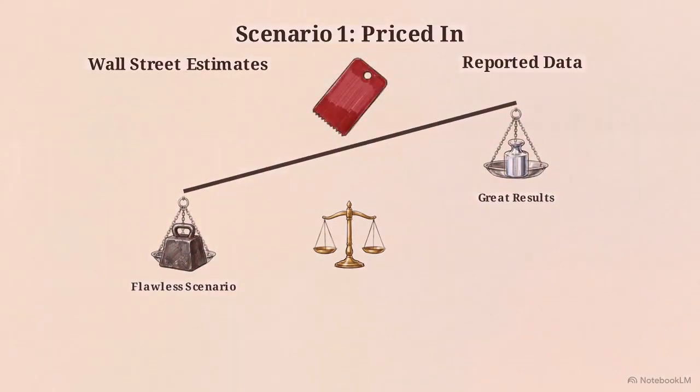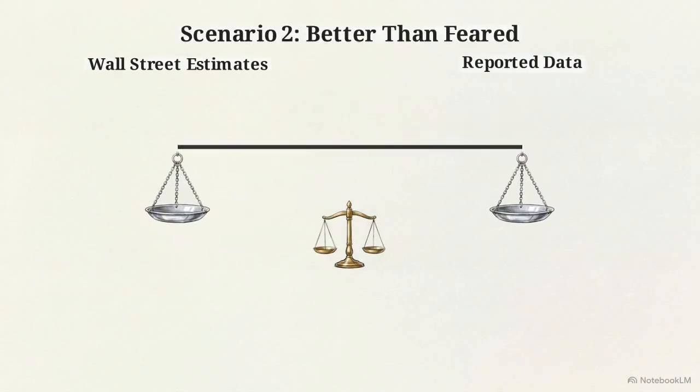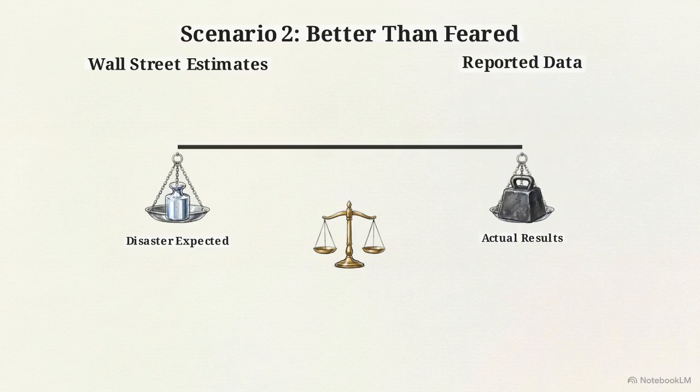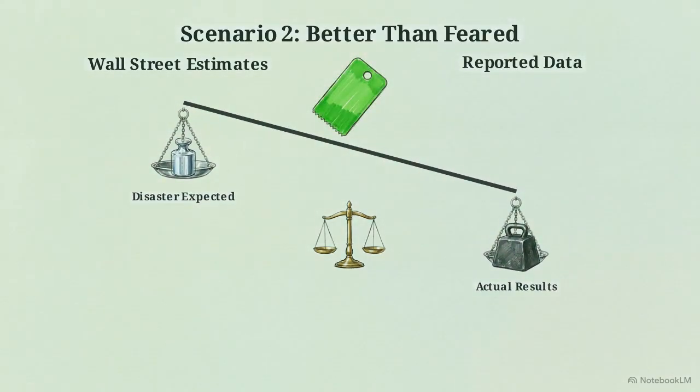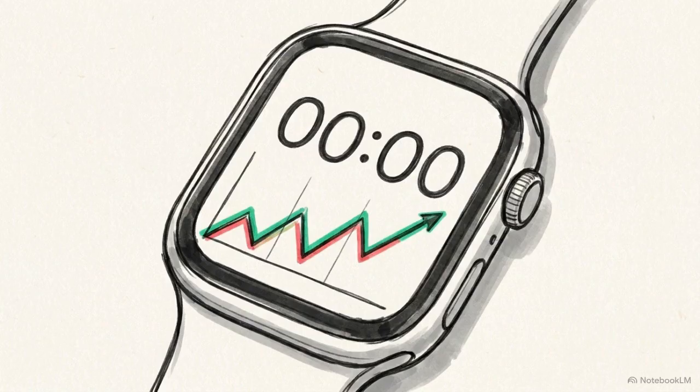The opposite happens when a struggling company reports poor numbers, but the stock rallies. The market had braced for a disaster. Because the reality was better than feared, the results outweigh the low expectations. To figure out where those expectations are heading next, step 5 is locating the live earnings call, which happens shortly after the data is released.